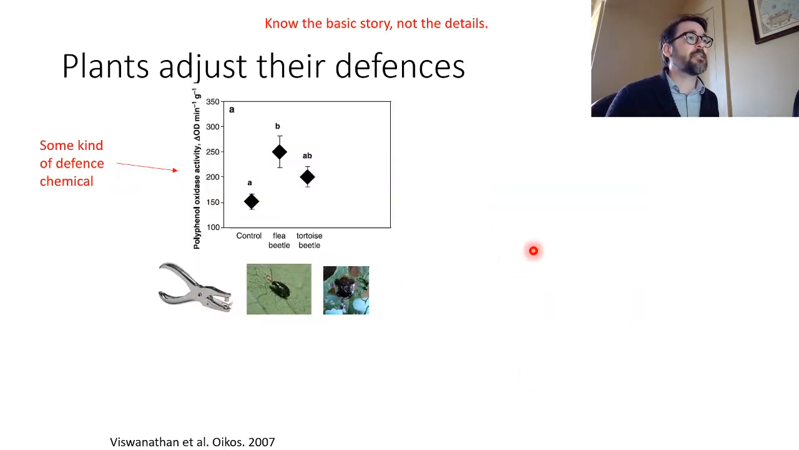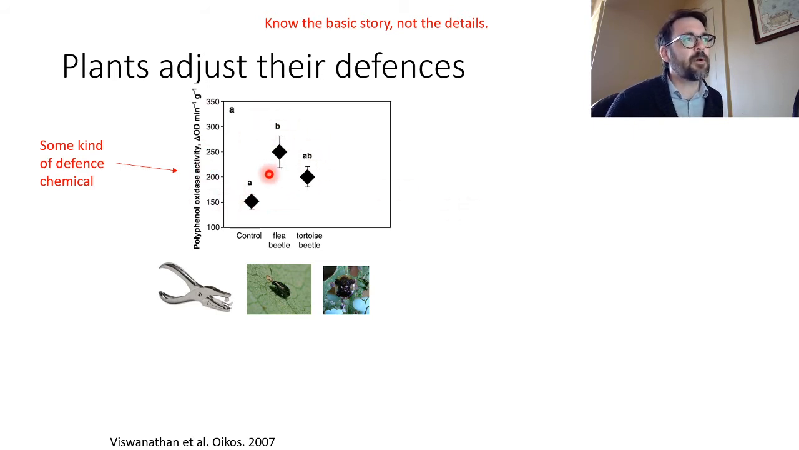What's cool about this system, though, between the two herbivores and the bittersweet nightshade is that it has different chemical defenses. So don't worry about what this thing is. It's just some kind of chemical defense that has this name. I don't think it matters that much that you know it. And I was actually a part of this study. Danush Viswanathan did this cool study where he basically used mechanical damage, which was a hole punch, or flea beetles, or tortoise beetles. And so what you can see is they made different amounts of this chemical when there was a control and when there were the two beetles, right?